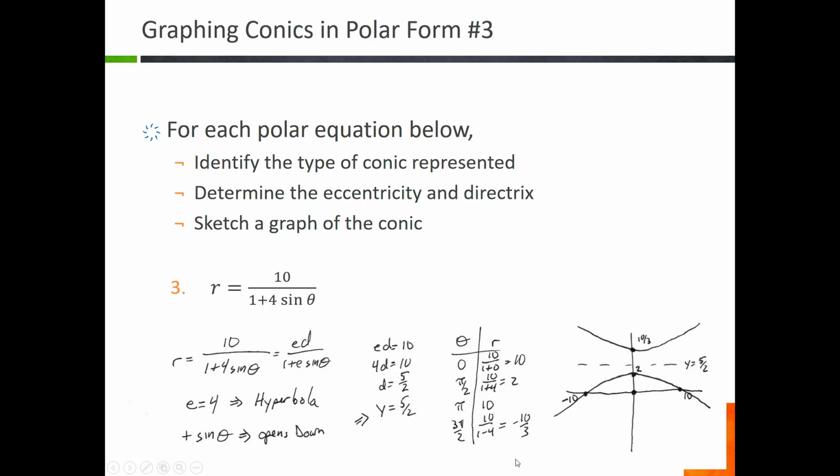What about the fourth point? So 3 pi over 2, remember that is the negative y-axis. And if we look in that direction, our radius is a negative 10/3. So remember, what happens when you're plotting a polar coordinate and your radius is negative?